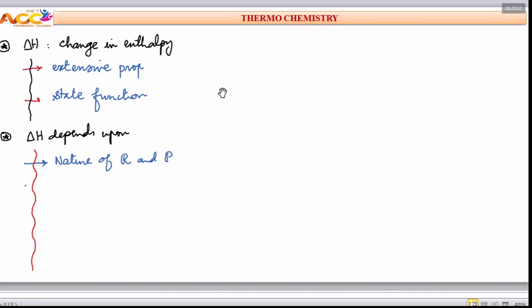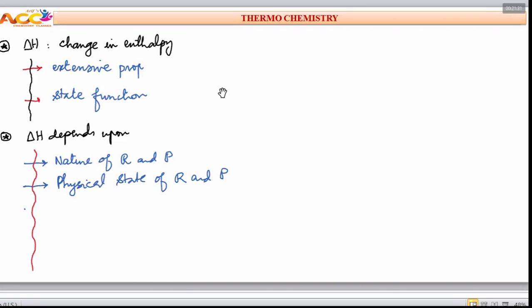Then what happens? One more student stands up: sir, it only depends upon the nature of reactants and products, but apart from this, shall I say, sir, delta H depends on the physical state of reactants and products. What is the meaning of that? I have taken a chemical reaction in such a way that A is solid, B is solid, A plus B gives a product. Rule number two, A solid, B liquid. Rule number three, A gas, B gas. If I change the physical state, naturally the amount of energy released will be different.